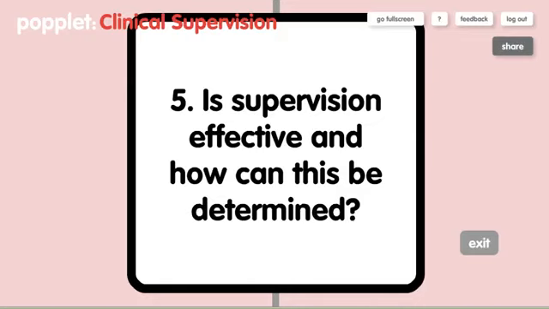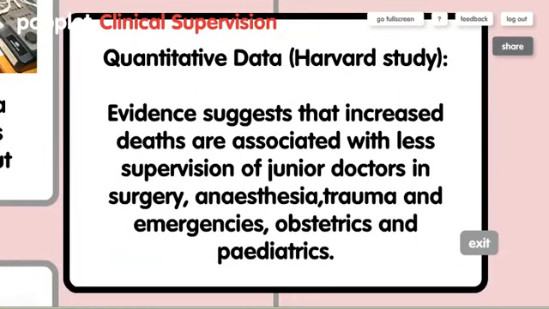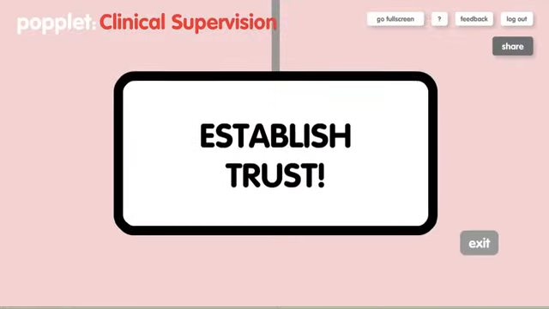Is supervision effective, and how can this be determined? Well, the quantitative data from the Harvard study says evidence suggests that increased deaths are associated with less supervision of junior doctors in surgery, anesthesia, trauma, emergencies, obstetrics, and pediatrics. So you need to establish trust.